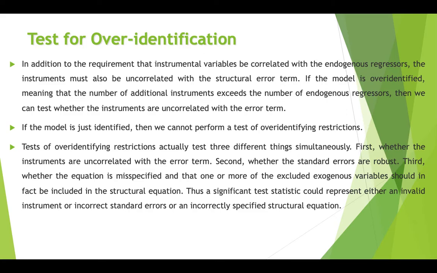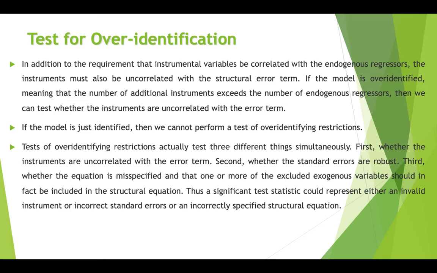Now, the test of over identification. The test of over identification actually tests three things simultaneously. Firstly, whether the instruments are uncorrelated with the error term. Secondly, whether the standard errors are robust, and thirdly, whether the equation is misspecified, that is, whether one or more excluded exogenous variables should in fact be included in the structural equation.